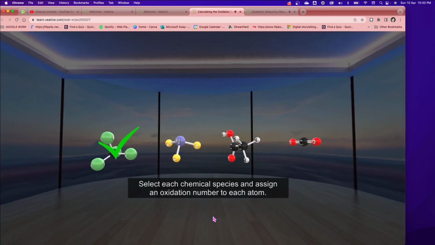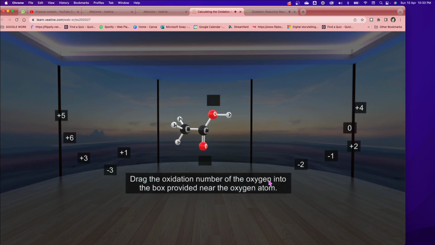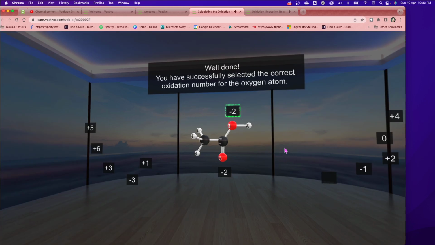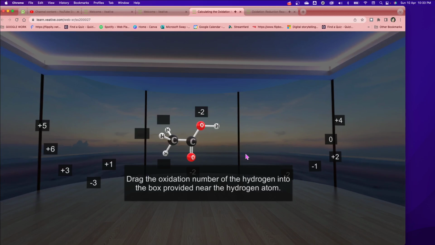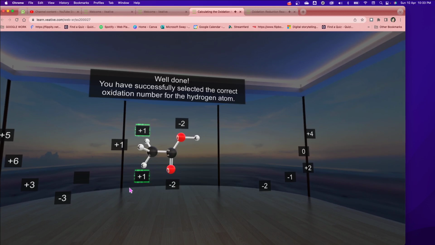Select each chemical species and assign an oxidation number to each atom. Drag the oxidation number of the oxygen into the box provided near the oxygen atom. Well done! You have successfully selected the correct oxidation number for the oxygen atom. Drag the oxidation number of the hydrogen into the box provided near the hydrogen atom. Well done! You have successfully selected the correct oxidation number for the hydrogen atom.